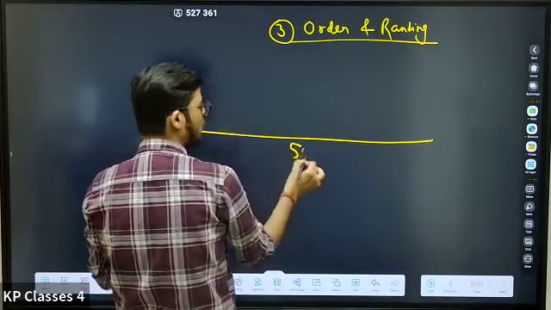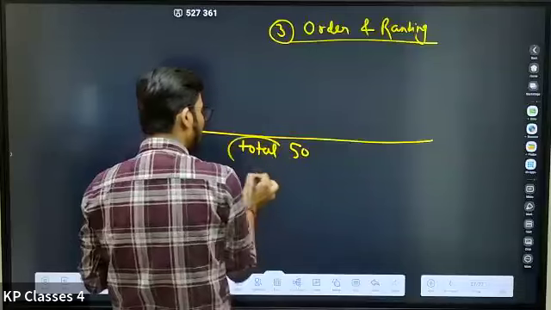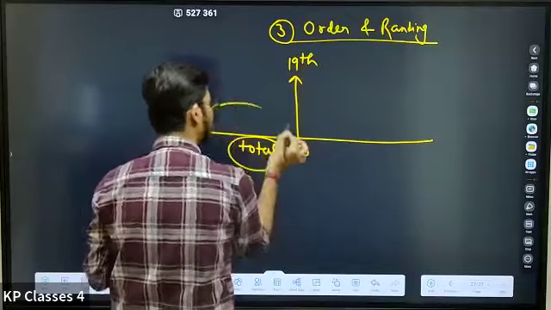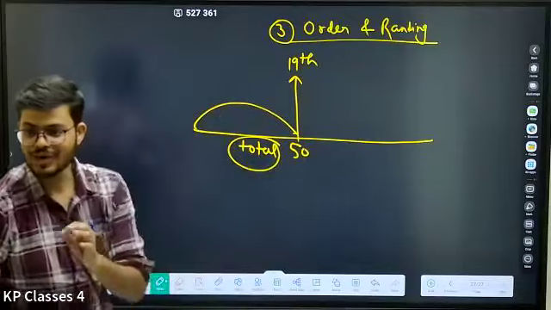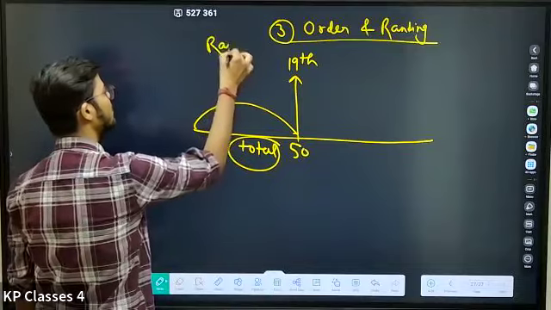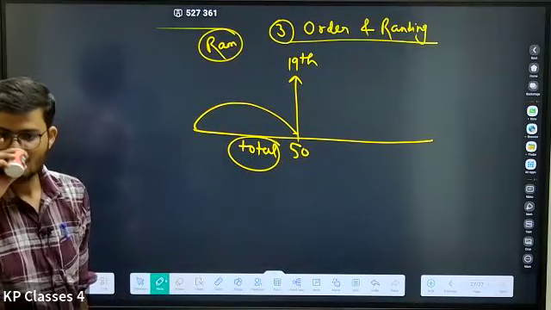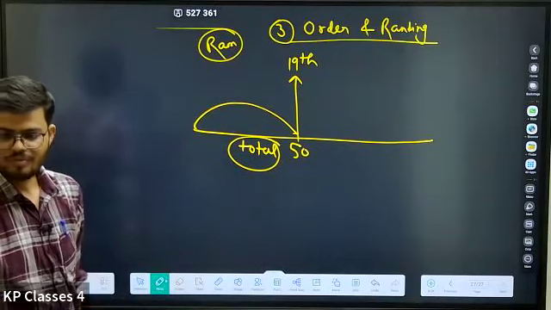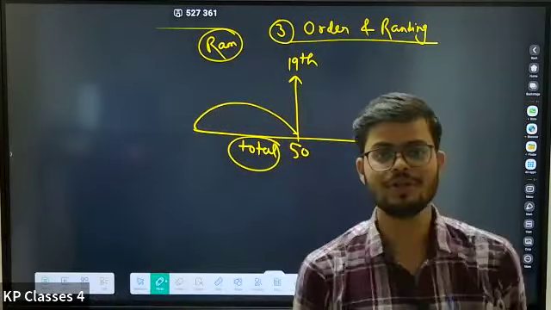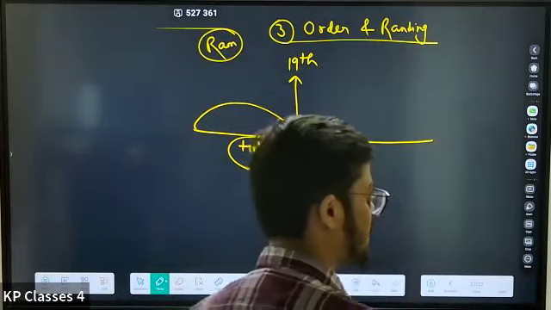Total there are 50 people who are sitting in a row. Total how many people are there? 50. And Ram is sitting at the 19th position from the left end. Can you guys tell me what is the position of Ram from the right end? Can we tell Ram's position from the right end? Ram is sitting at the 19th position from the left. What is his position from the right if the total number of people is 50?